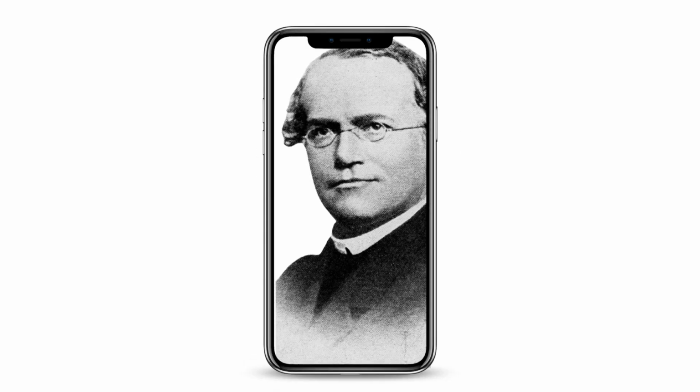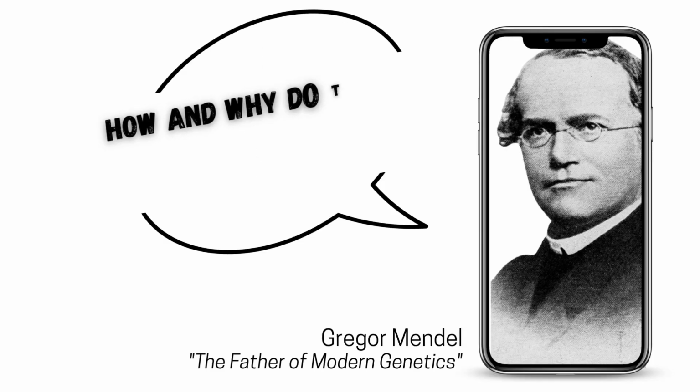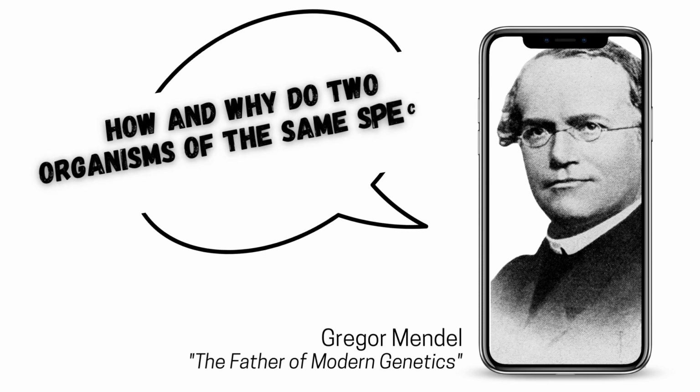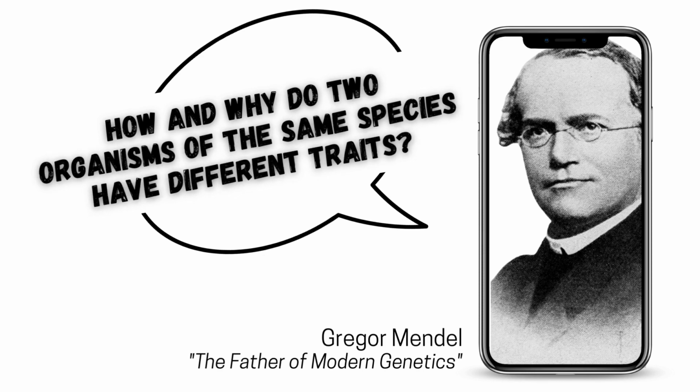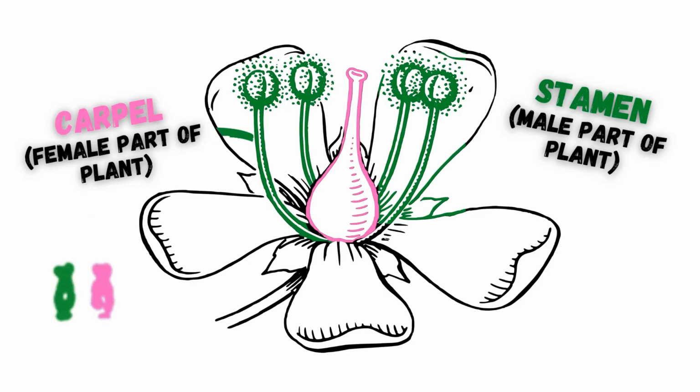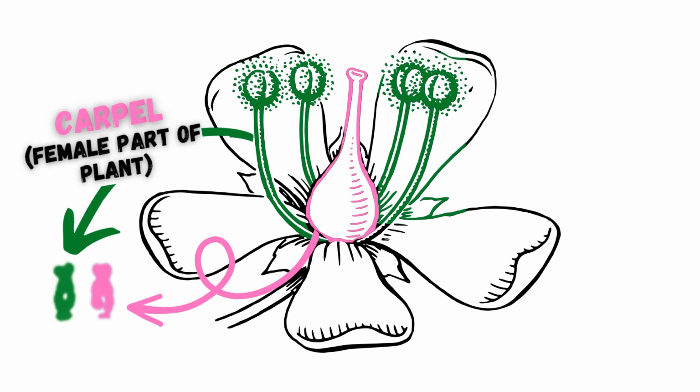She shows you a low-quality picture of a man. This is Gregory Mendel. He was a monk in the 1800s and wanted to know how and why organisms of the same species could have different traits. She gets another flower and shows it to you. Remember how I told you that chromosomes come in homologous pairs? Well, that's because one chromosome comes from the female part of the plant, the carpel, and the other comes from the male part, the stamen.